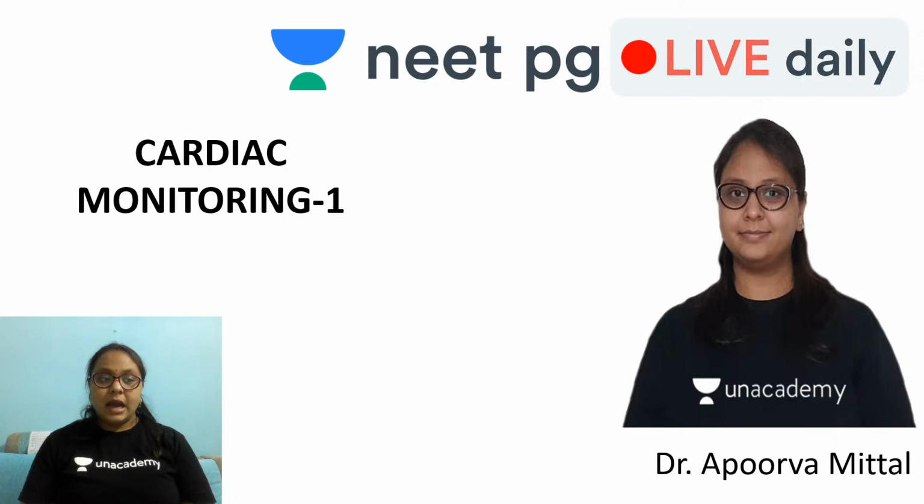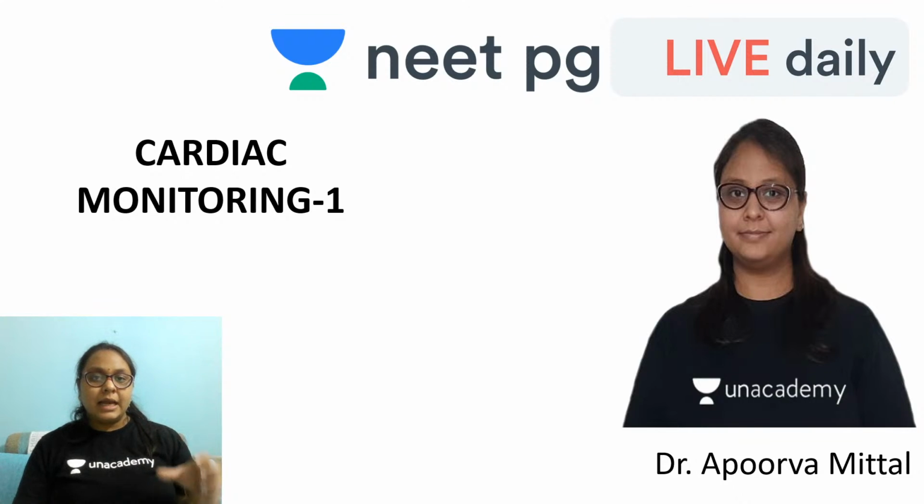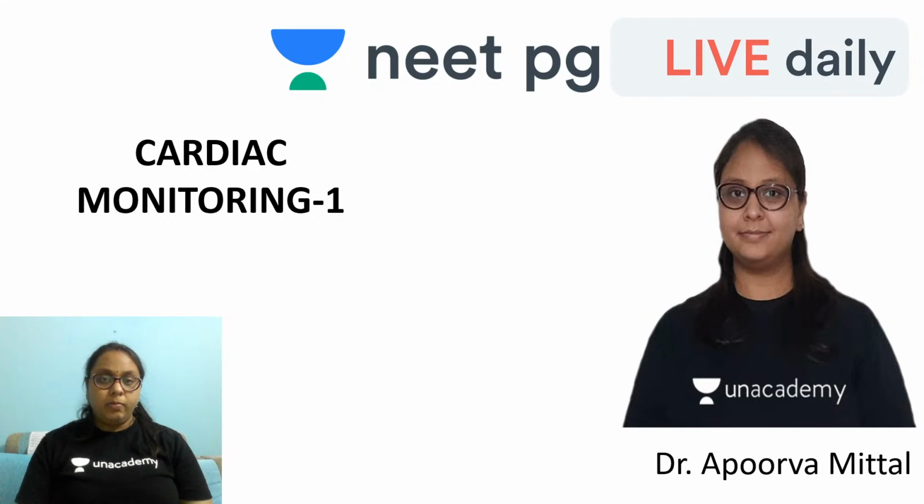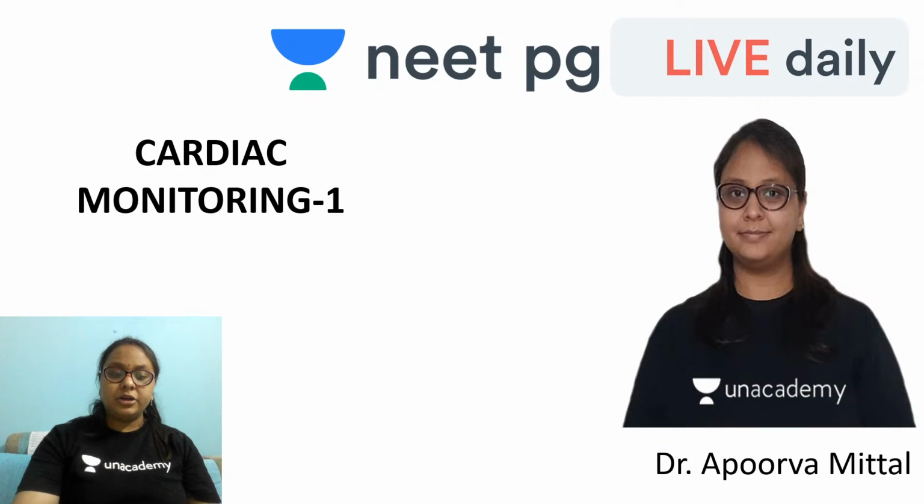And today we'll be discussing cardiac monitoring part 1. In this lecture, I'll be covering just the basic part, that is the physiological part of the cardiac cycle and the jugular venous pressure, because till the time we don't understand these two topics, we can't understand central venous pressure monitoring and why it is done. So today I'll be just discussing the physiology of the cardiac cycle and JVP. So let's start today's class.